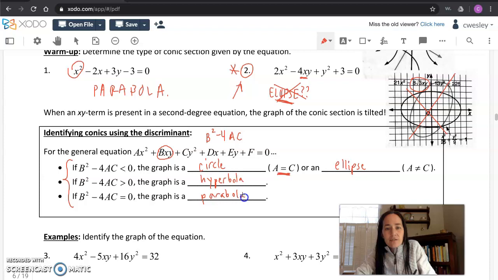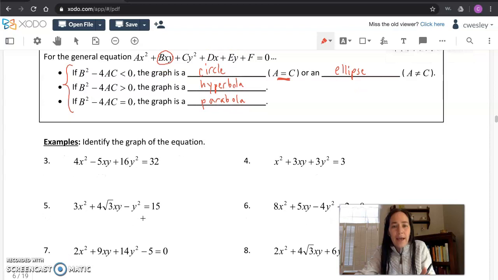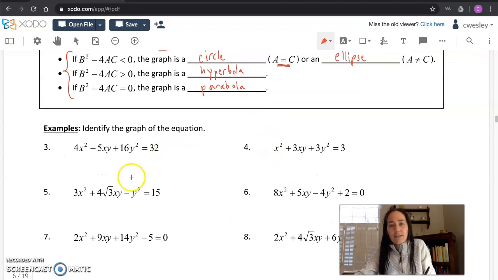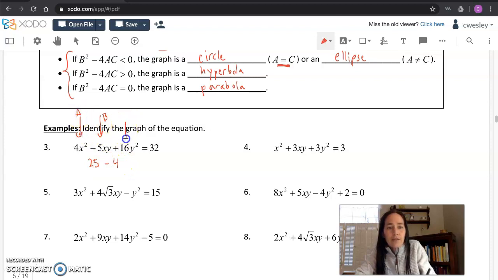So using this new technique, we only need this technique on this page of the packet. This is the only page in the entire packet that has a couple examples of conic sections in a general form with an XY term. But it's kind of cool to see that the calculation is quick to figure out which is which. So for example, if I look at number 3, I get the discriminant first. So B squared, the B is sitting with the XY term, right? So negative 5 squared is 25, minus 4 times A, which is 4, and C, which is 16. So 4 and 16. Really, it doesn't matter what this number is.